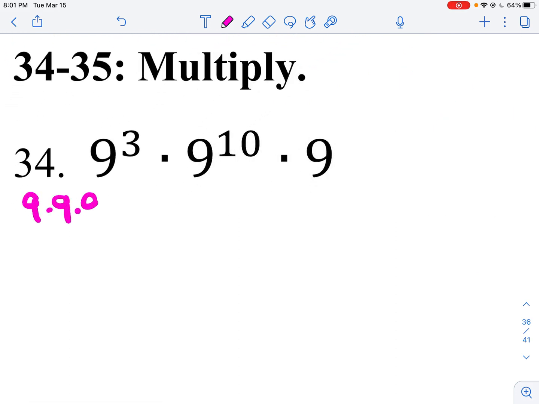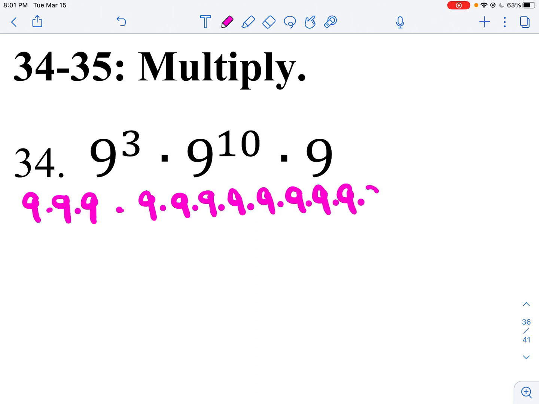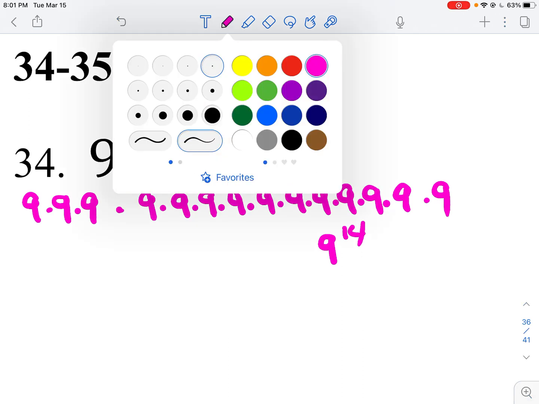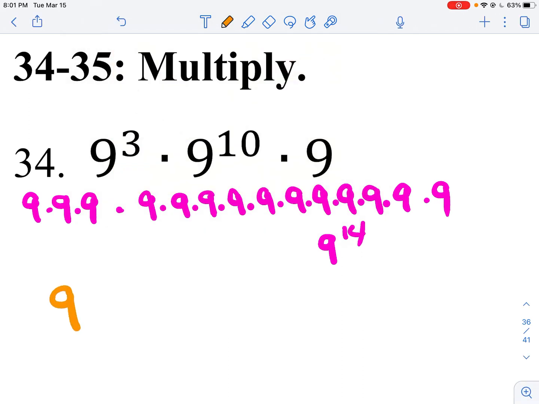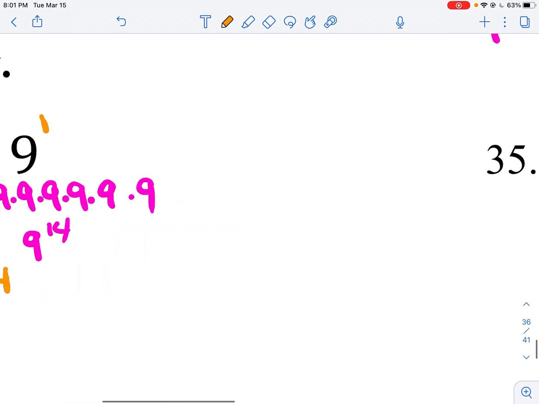So I have 1, 2, 3. I have 1, 2, 3, 4, 5, 6, 7, 8, 9, 10, and one more. When I do this problem, I will get 9 to the 14th. If you were to do it showing the property, 3 plus 10 plus 1, because remember there's an exponent of 1, so 9 to the 14th power.